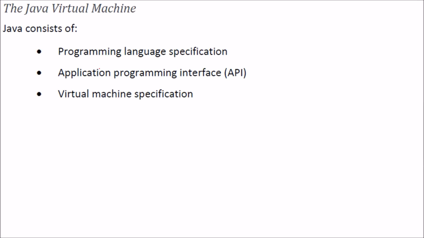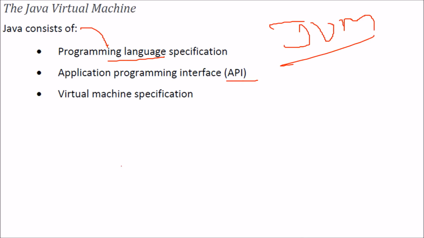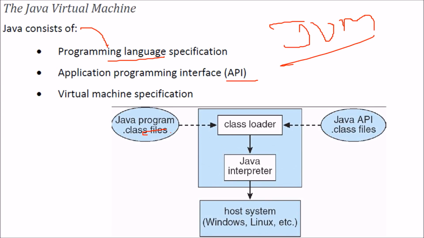Then we have the Java virtual machine. As we know, Java is a very important language, but apart from the language it has something else: a programming language specification. Java has an API and also a virtual machine, which we call the JVM, the Java virtual machine. This is the Java class, this is a class loader, and this is the Java interpreter. This is the host system, maybe Windows or Linux.